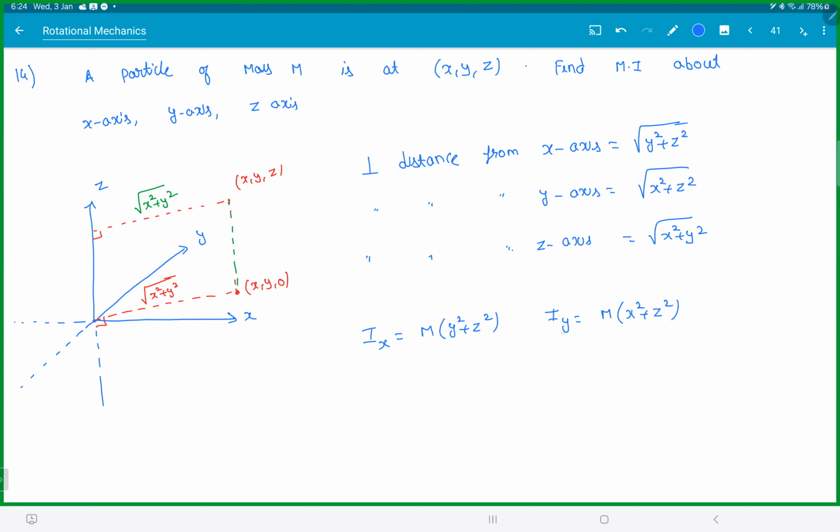So the meaning of this is the difficulty of rotating the body will change depending on which axis you're taking. It is not the same. Iz will be m into x square plus y square.